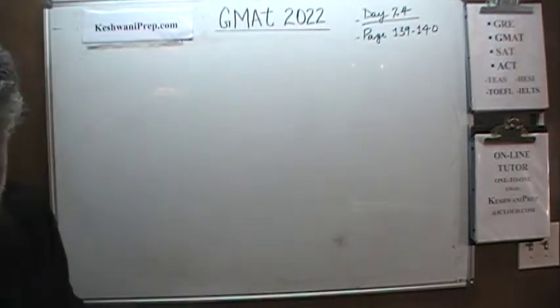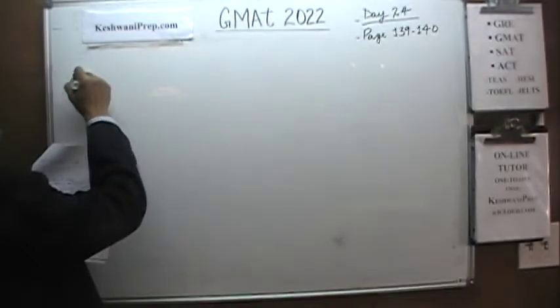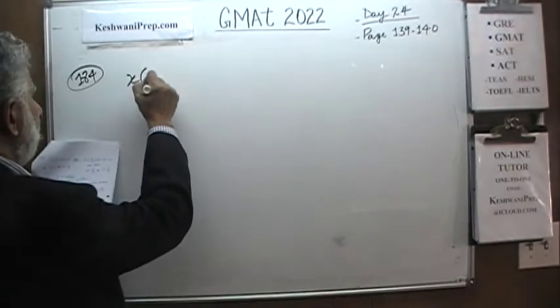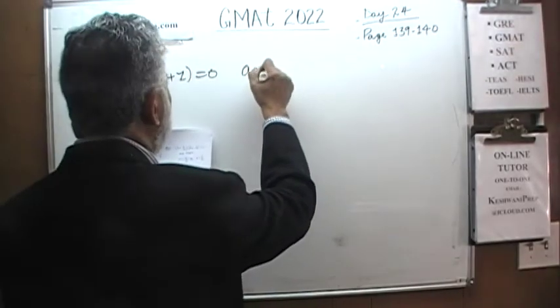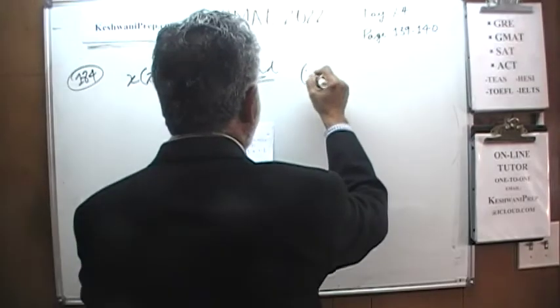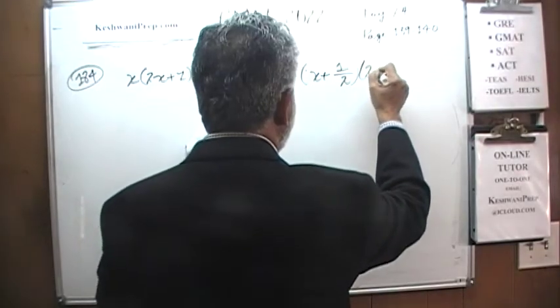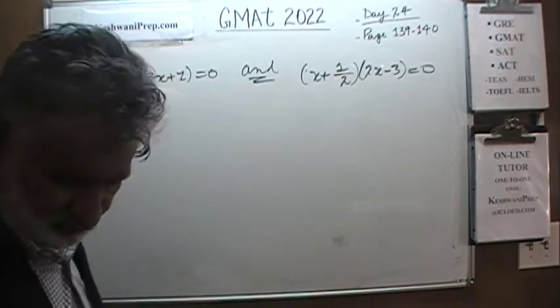We are at number 184. 184 is a quite straightforward problem. Very simple problem. We are told that x times (2x plus 1) has to equal 0. And we are told that (x plus half) times (2x minus 3) must also equal 0. The question is, what is the value of x that satisfies both of these equations?